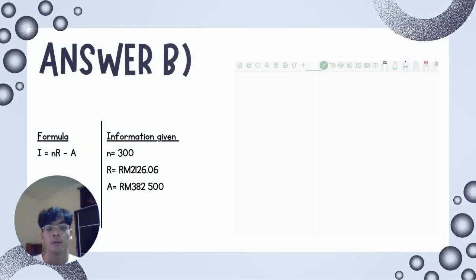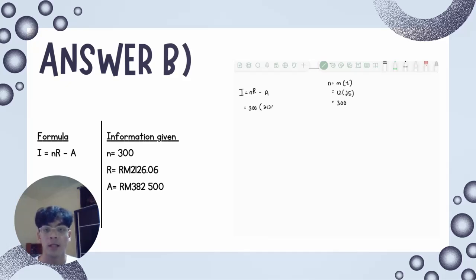So now we can move to the next question. For this question, we'll be using the formula I equal to nR minus A. So first, we have to find the value of n. How to find the value of n? We will be using the formula n equal to m multiplied by t, which is the term of the loan. m is 12, and then multiplied by the 25 years. And then we will get 300.